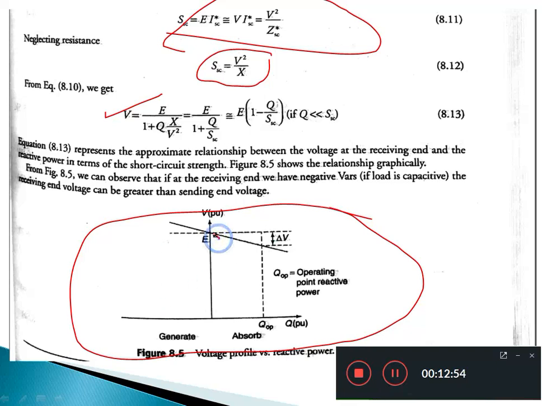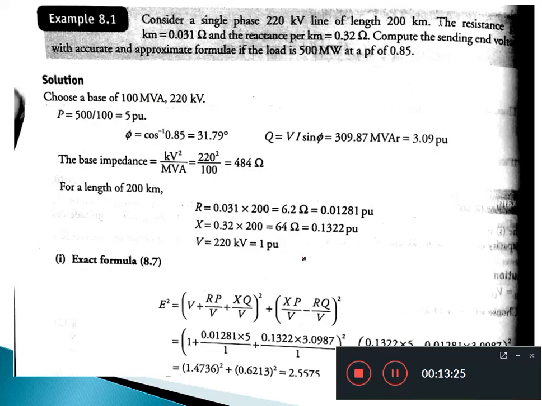This is the point E, that is the voltage. Draw the slope line. If there is a difference of voltage with respect to E and with respect to Q naught, that is nothing but generation of reactive power with respect to V, and absorption of reactive power with respect to V, that is a voltage. If there is a change in voltage, which is represented as delta V, it is indicated in the graph. So let us discuss one problem on the same equations.